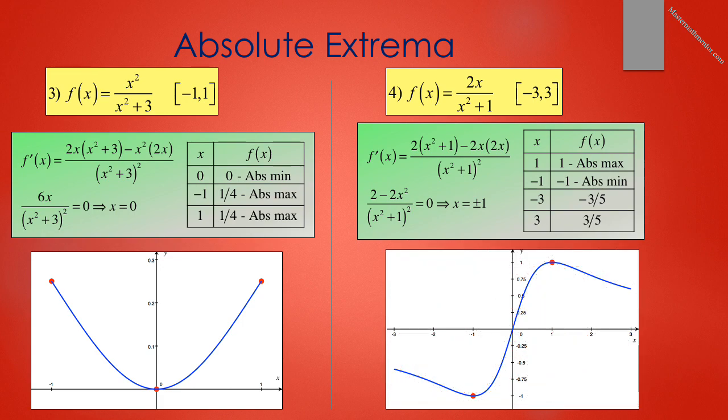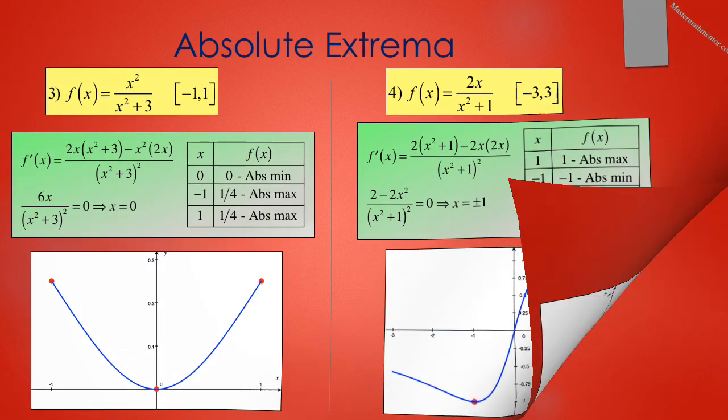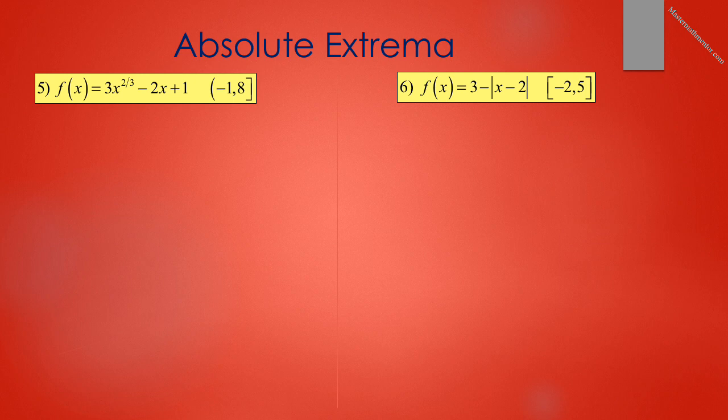Our graphic confirmation shows that for this problem, the absolute max and min occur at the locations of the relative max and min. Now that we have the procedure down, let's show several problems that have some exceptions to the procedure.